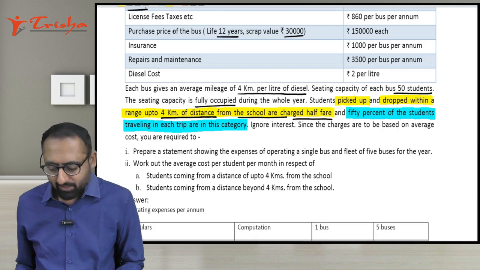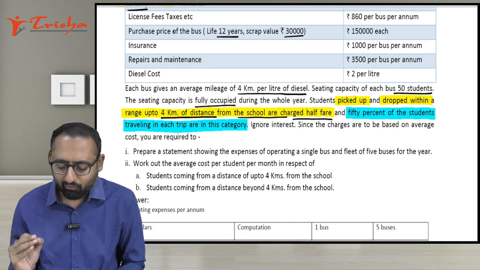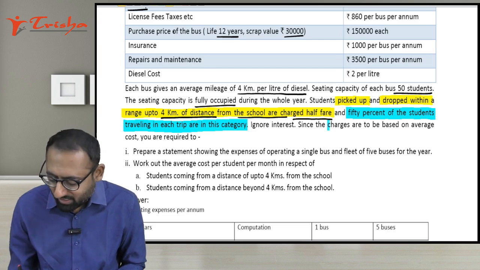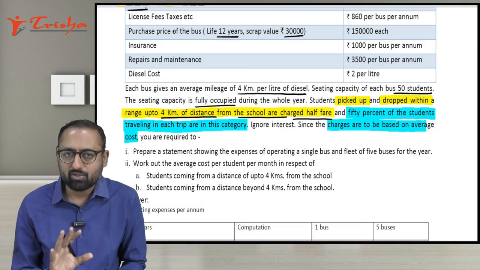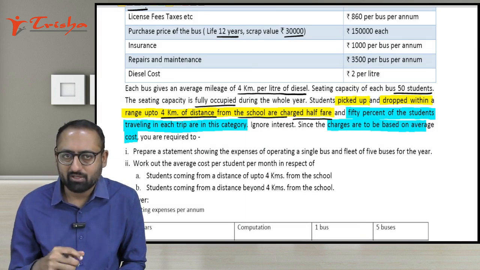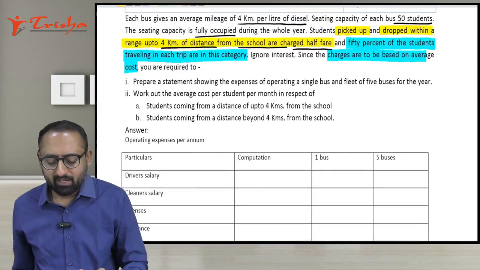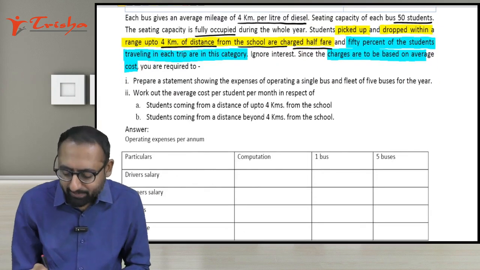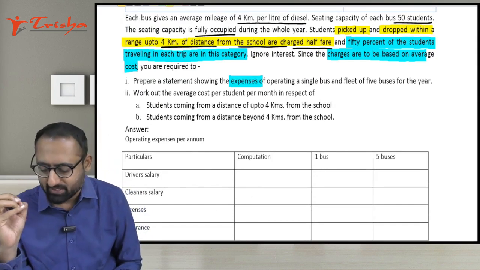Ignore interest. Okay? Since the charges are to be based on average cost, charges are dependent on cost. So profit is not added in this question. They have not said to add some profit on cost. So no problem. You are required to prepare a statement showing the expenses of operating a single bus and a fleet of 5 buses for the year.